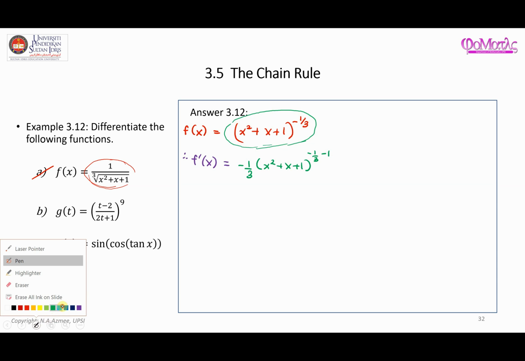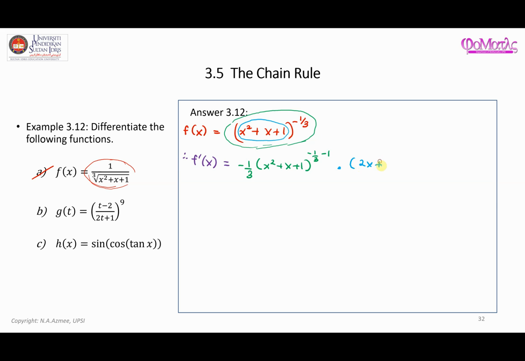Next I'm going to consider the inner function, which is this part here. The result is going to be multiplied by the derivative of this function, and it is equal to 2x plus 1 plus 0. This one is a constant, so the derivative is going to be 0. Based on this, we can simplify the whole process. This becomes negative 1 over 3 times (x squared plus x plus 1) to the power of negative 4 over 3 times (2x plus 1), and this is negative (2x plus 1) over 3(x squared plus x plus 1) to the power of 4 over 3. So that is the answer to question A.